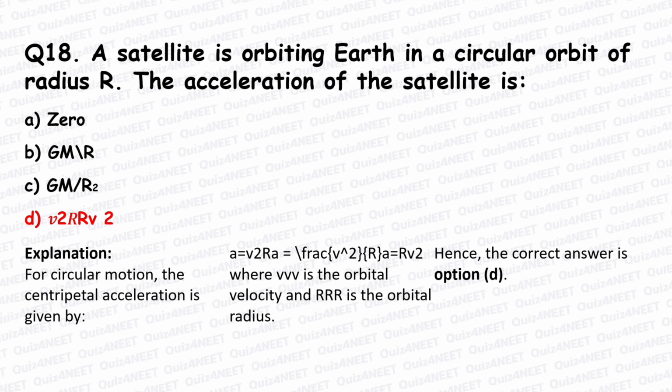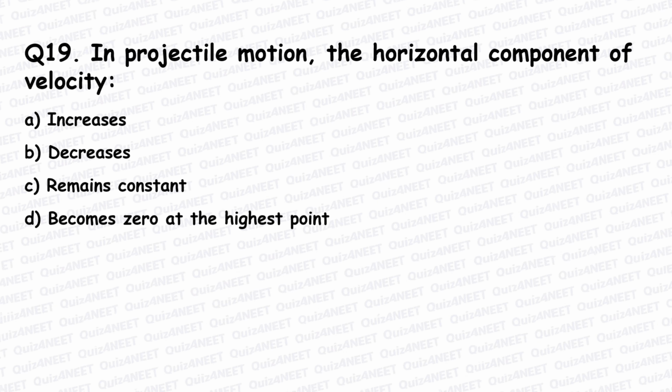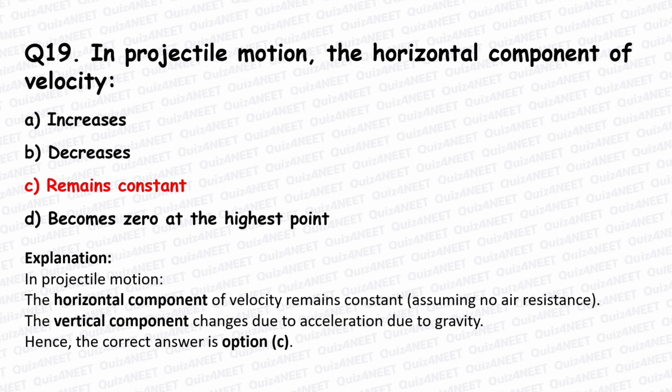Q19. In projectile motion, the horizontal component of velocity: A, increases; B, decreases; C, remains constant; D, becomes 0 at the highest point. Answer: C, remains constant. Explanation: In projectile motion, the horizontal component of velocity remains constant, assuming no air resistance. The vertical component changes due to acceleration due to gravity. Hence, the correct answer is option C.